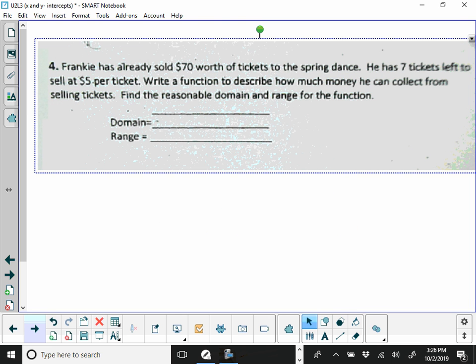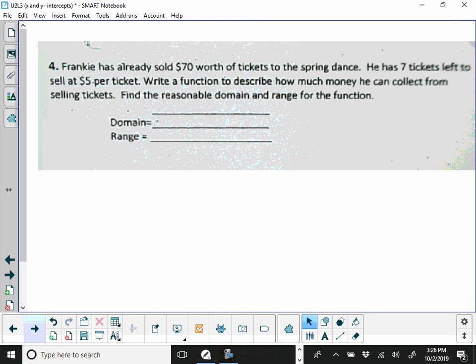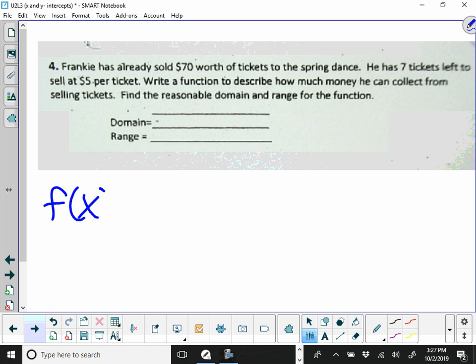Okay, number 4, all these are going to show up on your quiz tomorrow. Frankie has already sold $70 worth of tickets to the spring dance. He has 7 tickets left to sell at $5 per ticket. Write a function to describe how much money he can collect from selling tickets. His function is going to be 70 plus 5x. So that's his equation.